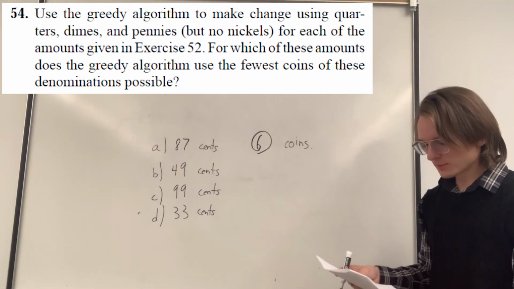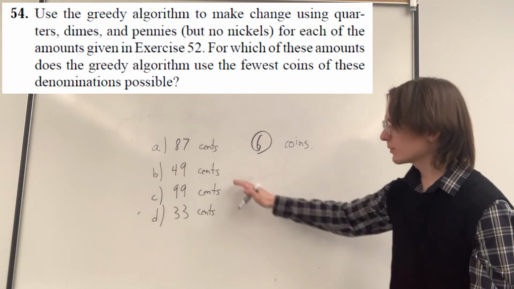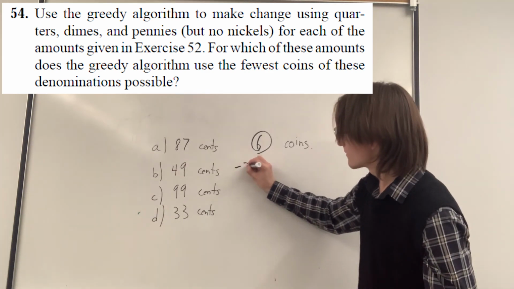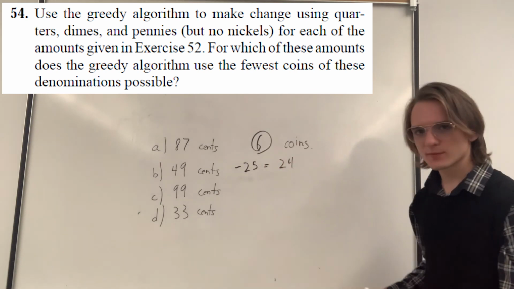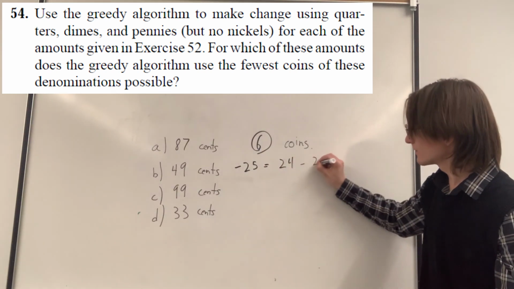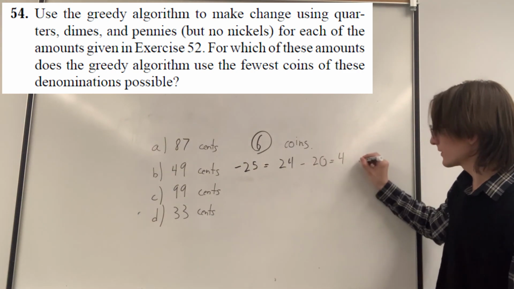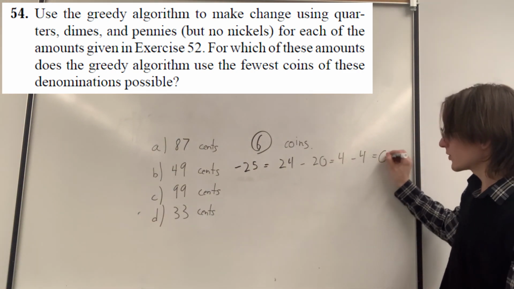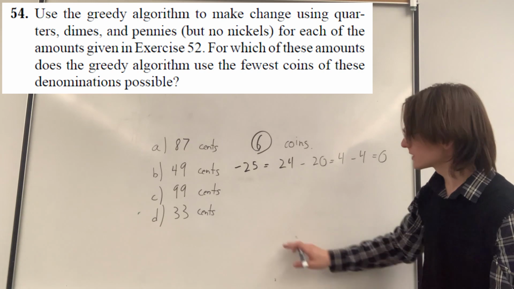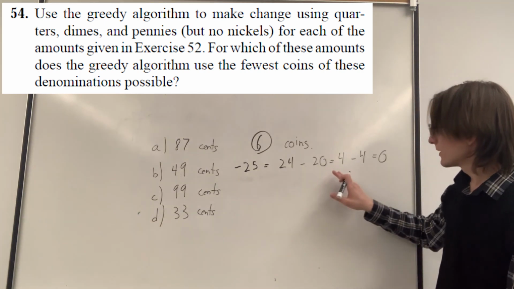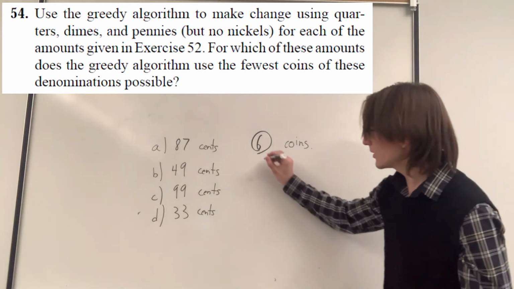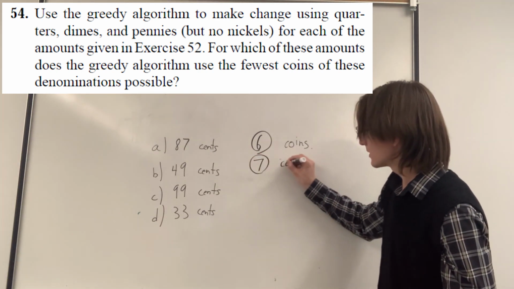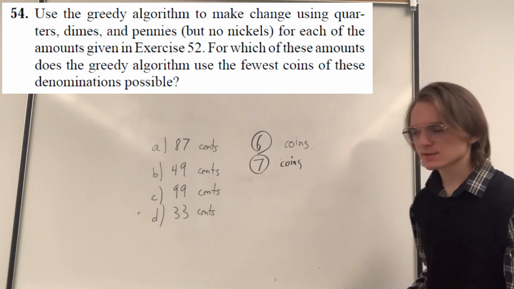For part B, we can plug in 1 quarter. We get 24 cents left. From there, we can plug in 2 dimes for 4 pennies left. Minus 4 pennies is direct change for 49 cents. That used 1 quarter, 2 dimes, and 4 pennies. So using the greedy algorithm, it requires 7 coins to make change for 49 cents.